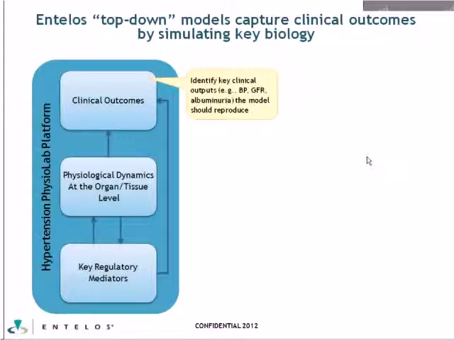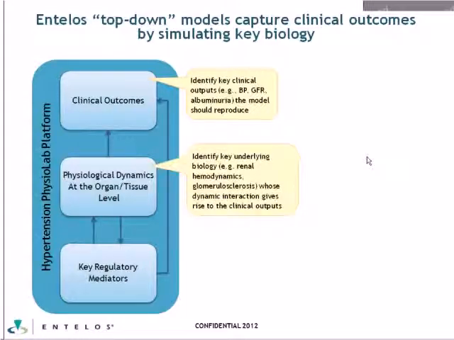So in our hypertension model, I'm going to give some examples of the approach we took to create this platform. Our main interest, for instance, was to predict changes in blood pressure and kidney function, otherwise known as the GFR and albuminuria. Those are measures of kidney function. And we're interested in not only capturing those, but how they progress over time and how they respond to different therapeutic interventions. That's the type of data that we want to make sure our model captures and can be qualified with clinical data.